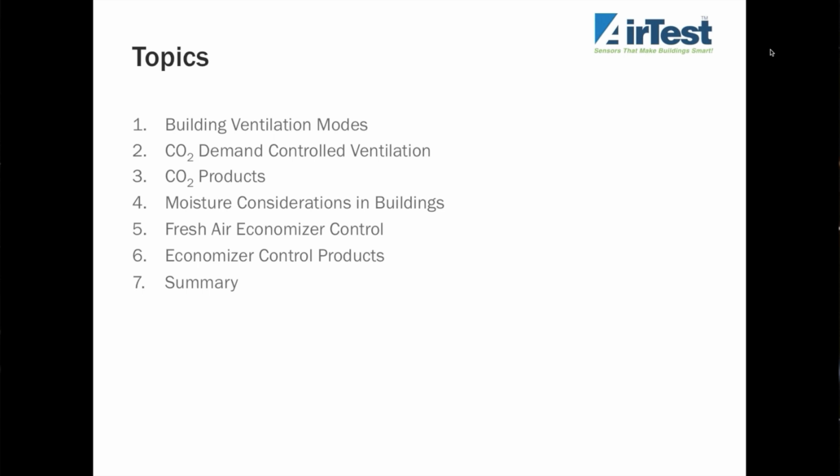Today, we're going to be talking about CO2 control and dew point economizer control. As we go through the presentation, we're going to talk about the different ventilation modes of buildings, what CO2 demand control ventilation is and why it works, and some of the CO2 products that AirTest has. Then we'll take a look at the moisture side and talk about things that affect moisture control in buildings. We'll talk specifically about using fresh air economizer control and some of the economizer control products we use today. And then we'll pull it all together.